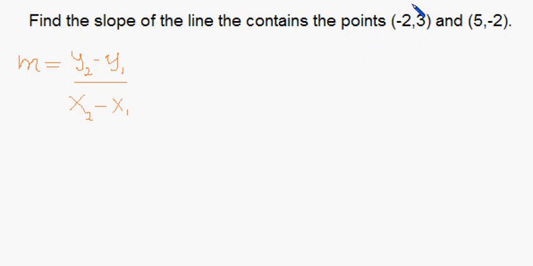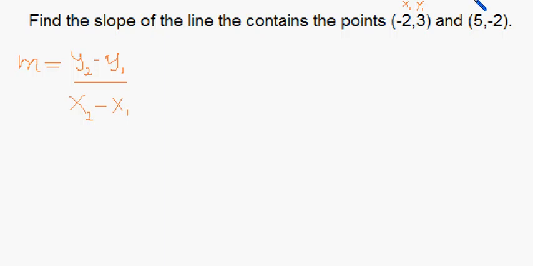Well, the first thing is that this is our first point. Since this is our first point, remember that a point is composed of a coordinate pair, and the first value here, this -2, is our x, and the 3 is the y value. So let's call this one x sub 1, y sub 1. The reason for that is because this is our first point. So this is our first x and our first y.